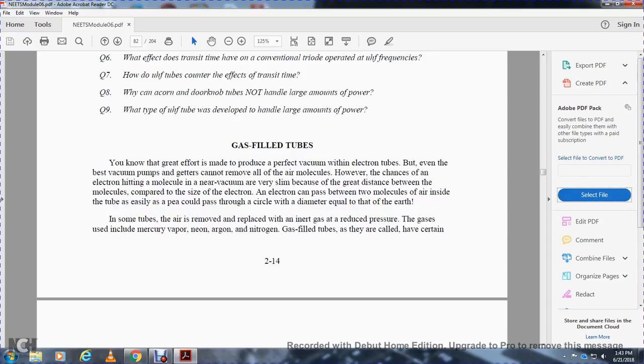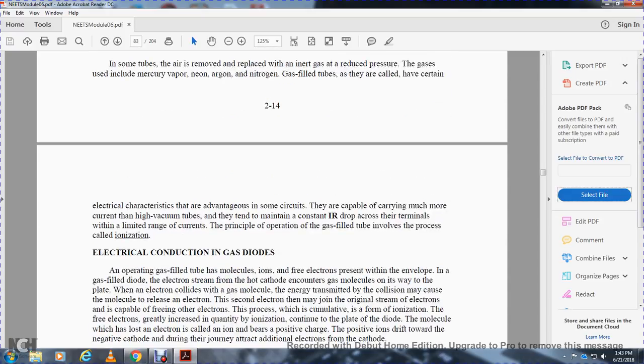In some tubes, the air is removed and replaced with a gas at reduced pressure, including mercury vapor, neon, argon, and nitrogen. These are called gas-filled tubes. They have certain electronic advantages in some circuits, with the capability of carrying much more current than the high vacuum tube, but they tend to maintain a constant IR drop, or ampere-ohms drop, across the terminals, with a limited range for the current.